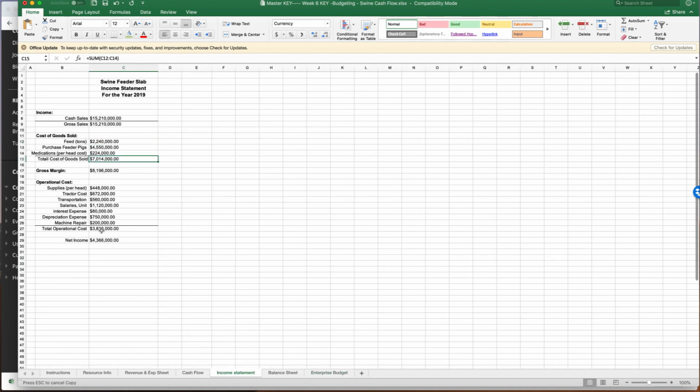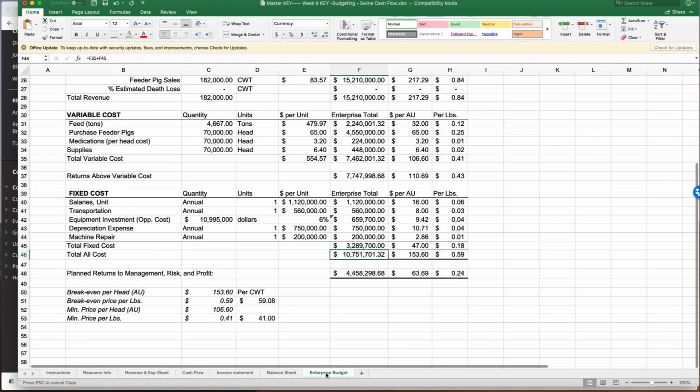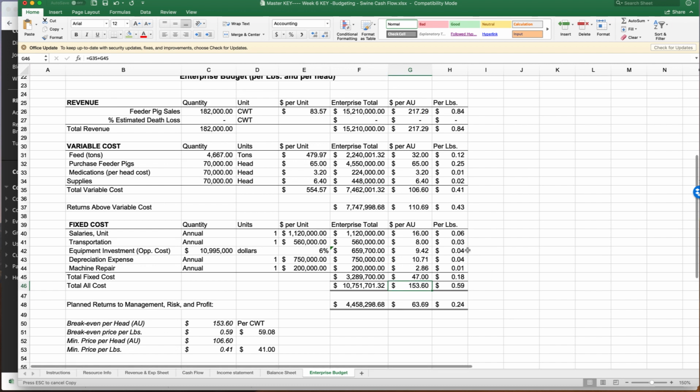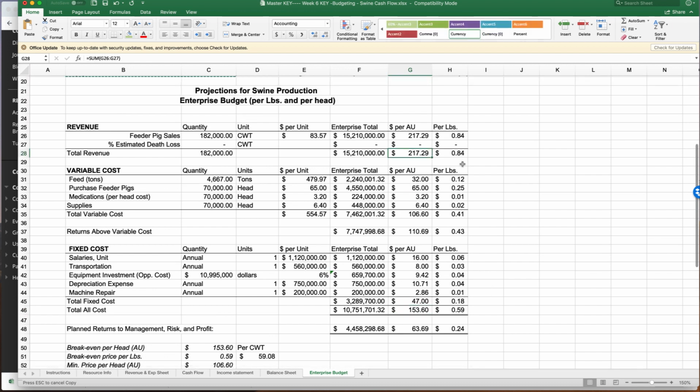10,075,000. That's cost of goods sold in operation. So we're looking at nearly about the same cost that we have in our projected budget. So that kind of helps check our work. So what's it cost us per animal unit? About $153. Go look. It's easy to see. We're going to make money.